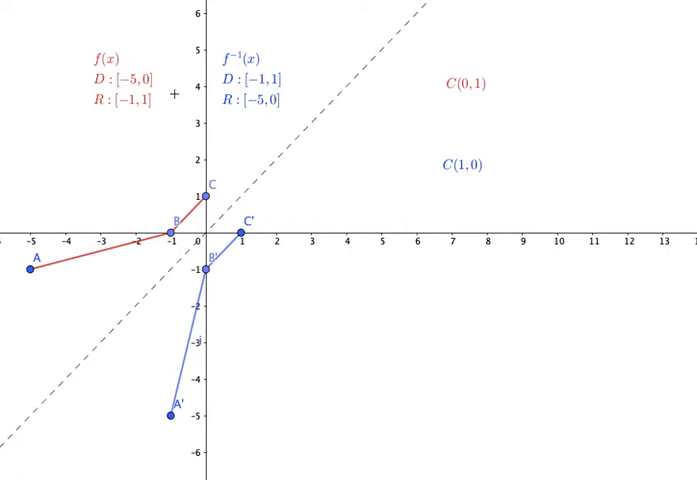So in other words, since the domain is a descriptor of what x values our function can have, on the inverse, the range would be the same as the domain for f of x. Also, the range for f of x becomes the domain on the inverse.